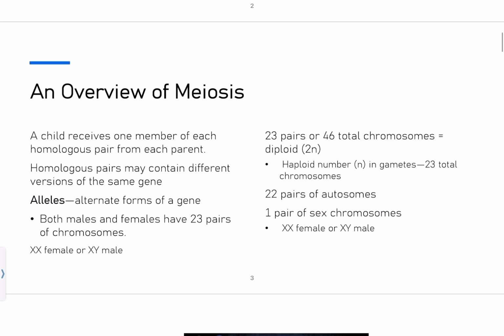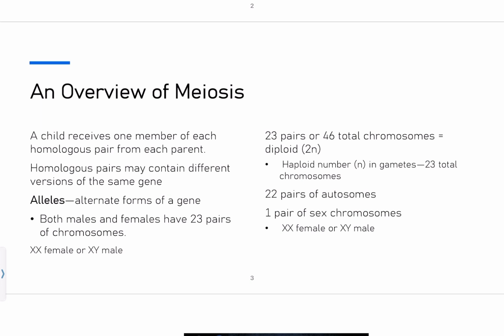So humans typically have 23 pairs of chromosomes with a total of 46 chromosomes. So 23 pairs, 46 individual. So this is our diploid number or 2n number. Of these 23 pairs, 22 are autosomes or non-sex chromosomes, and then one pair is going to determine the sex. So for females, you have two X chromosomes, so XX, and then for males, you have one X chromosome and one Y chromosome, so XY.